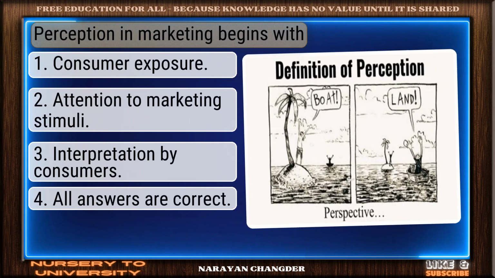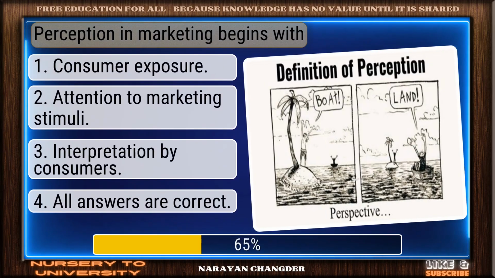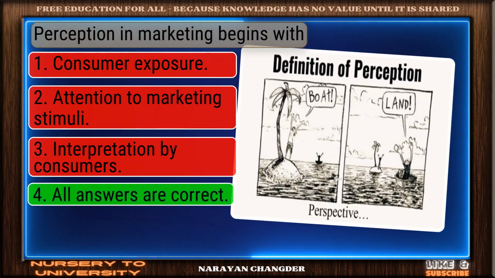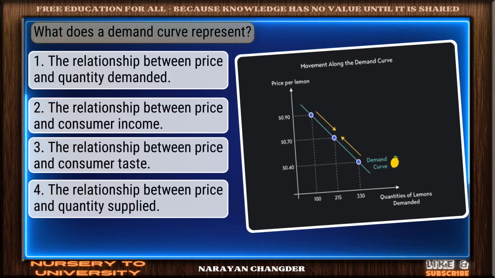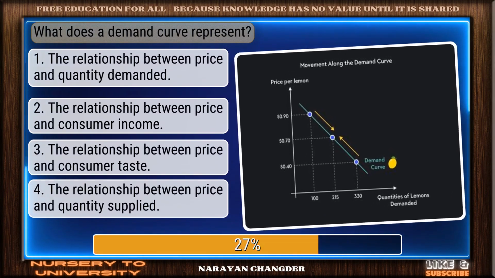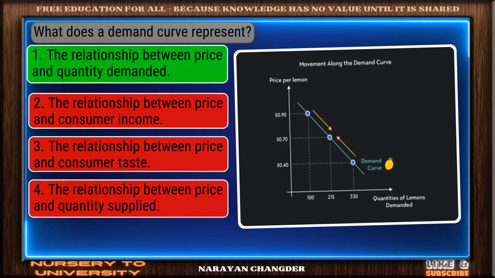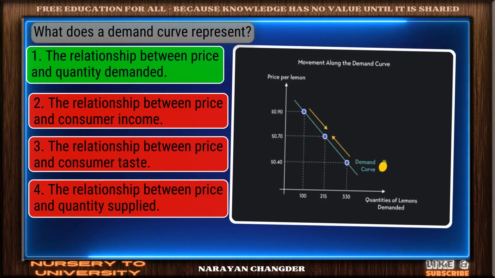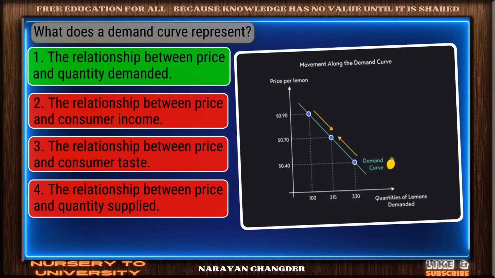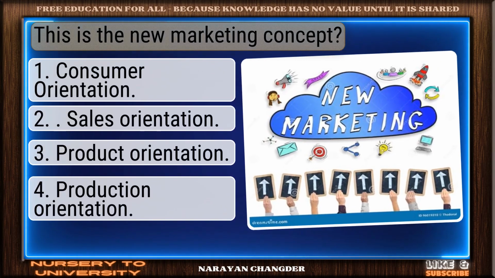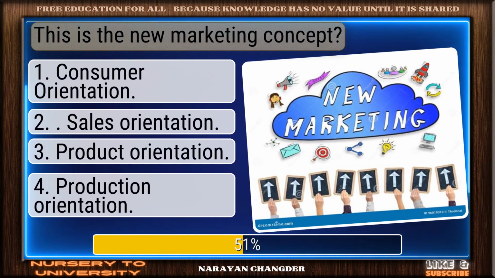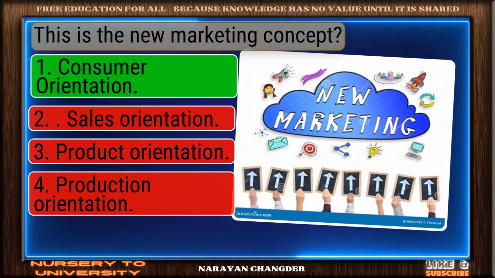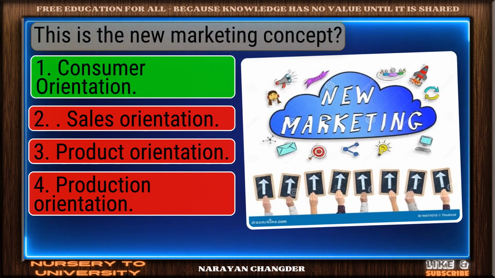Perception in marketing begins with. Good thinking. All answers are correct is the right answer. What does a demand curve represent? Excellent. The relationship between price and quantity demanded is a brilliant choice. This is the new marketing concept. Nice work. You chose consumer orientation, and it is correct.